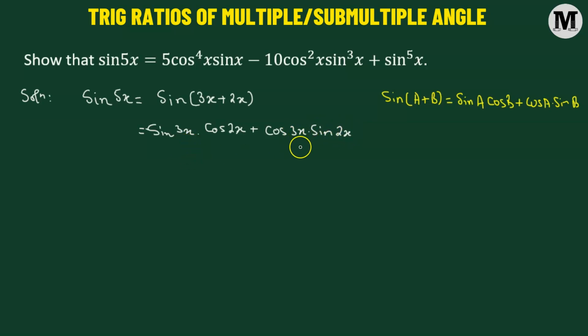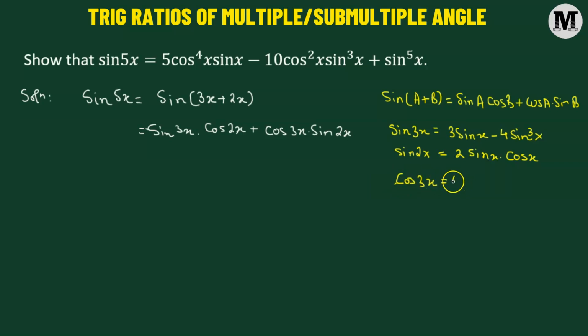Now sine 3x, cosine 3x, sine 2x and cosine 2x, these are formulas that are known. So let's note them down. Sine of 3x is given by 3 sine x minus 4 sine cubed x. Then we have sine of 2x, which is given by 2 times the product of sine x and cosine x. Next we have cosine of 3x. The cosine of 3x will be 4 times cosine cubed x minus 3 times cosine x.